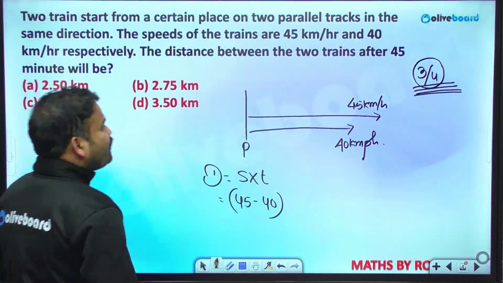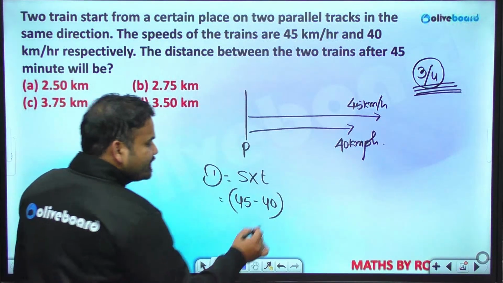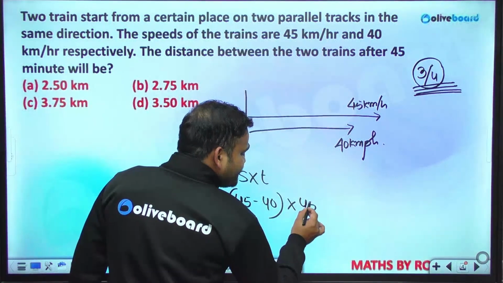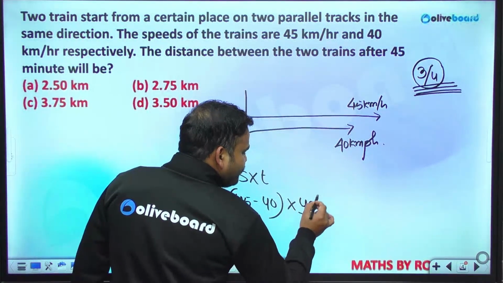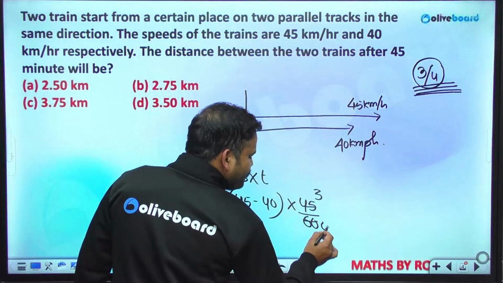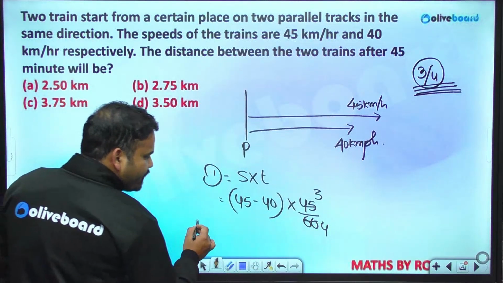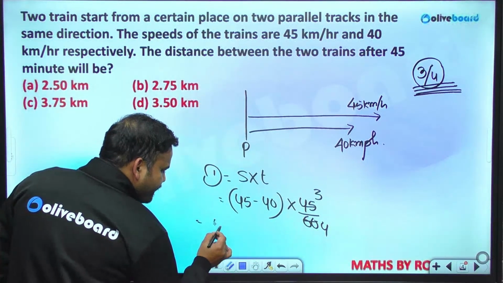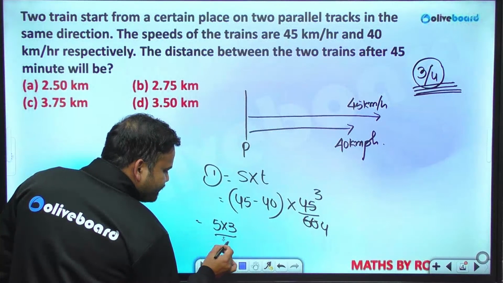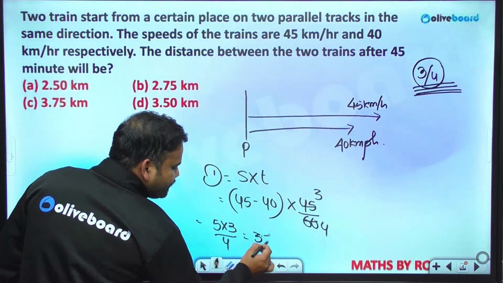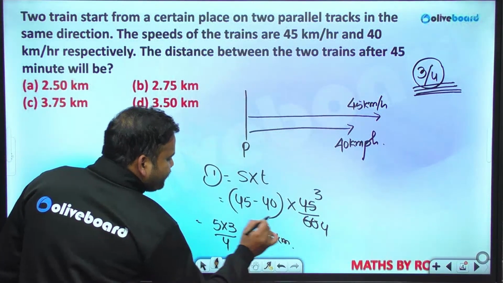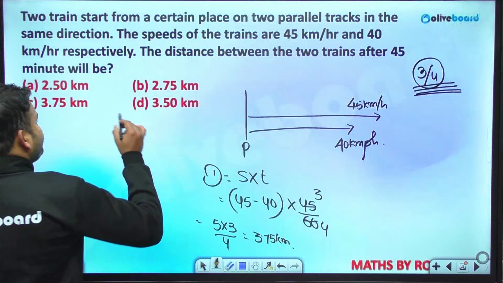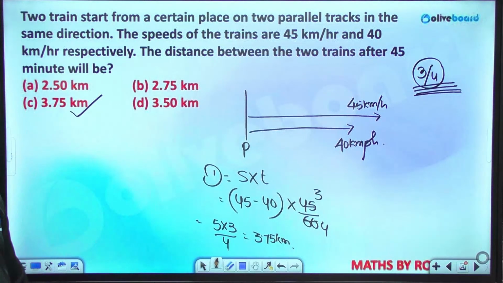Fine. And what is the tenure? That is 45 minutes. So convert these minutes into hours. This is 15 times 3 and this is 15 times 4. 45 minus 40 will be 5 into 3 by 4, that is 15 by 4, that is 3.75 kilometers. So 3.75 kilometers will be the relative distance between both of them after a tenure of 45 minutes.